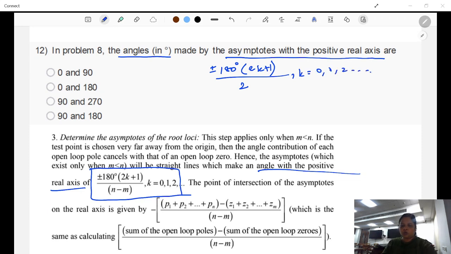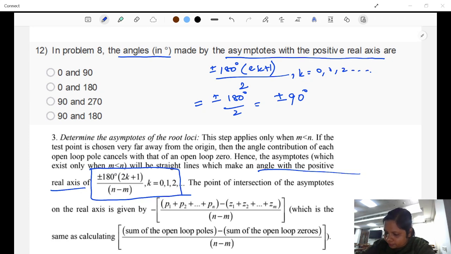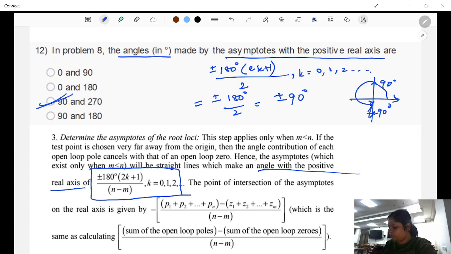Since we just have two asymptotes, putting the value of k to be 0 would give us the answer. So it would be plus minus 180 degrees by 2, which is plus minus 90 degrees. And what is plus minus 90 degrees? It is basically 90 degrees and 270 degrees, right? Because 90 degrees is here, minus 90 is here. If you go in this direction, it would be 270 degrees. So this is your answer.